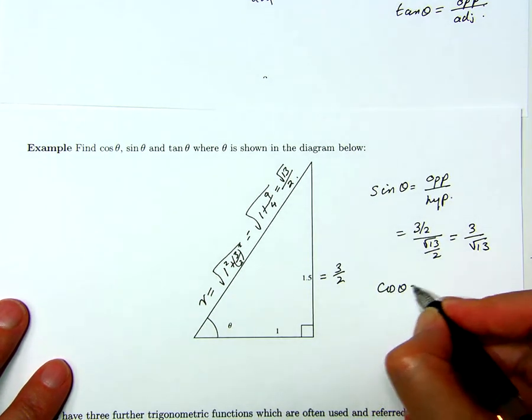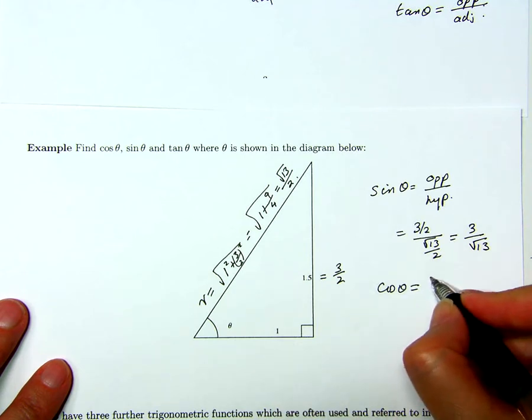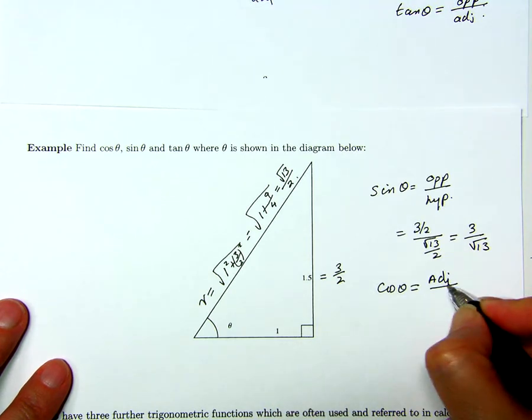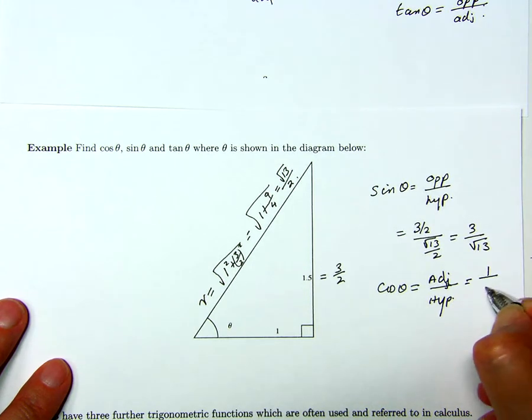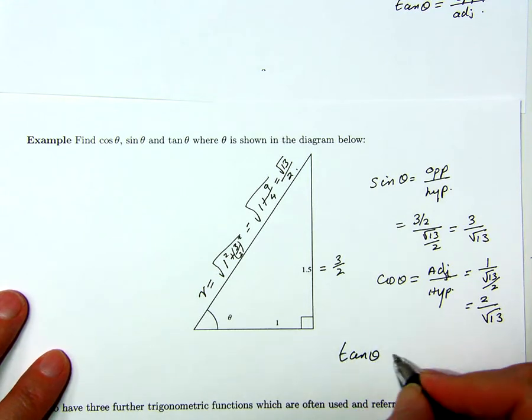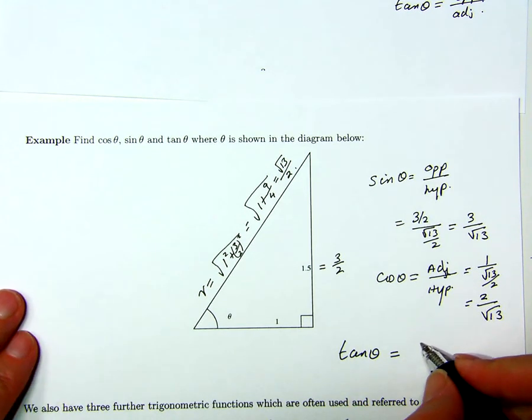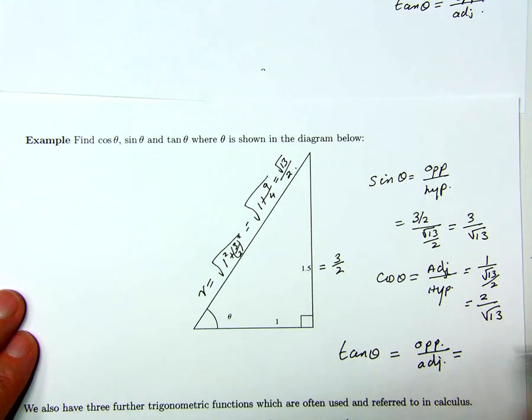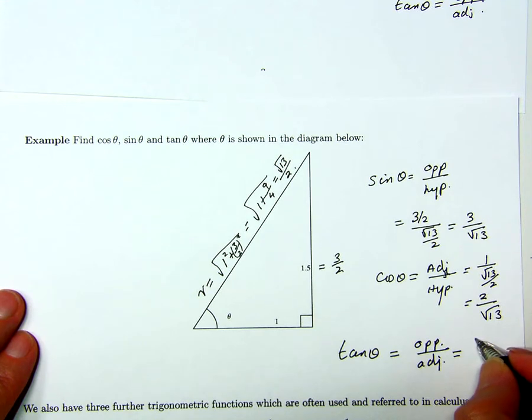And cosine of theta is the length of the adjacent over the hypotenuse, and that's equal to 1 over the square root of 13 over 2. That's 2 over the square root of 13. And tangent of theta is equal to the opposite over the adjacent, and that is equal to 3 over 2 over 1. That's just 3 over 2.